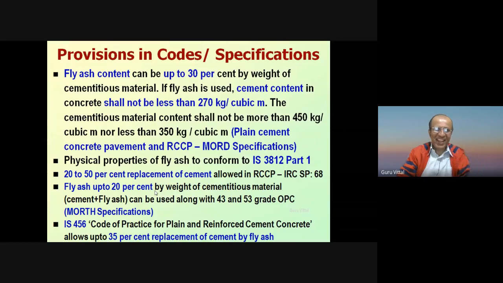And even in IRC, SP 68 is for roller compacted concrete. In roller compacted concrete, of course, the compaction process is different, and the quantity of water used is also very, very less. That is why they say that you can go up to even 50% replacement. So our different codes specify in a different manner.